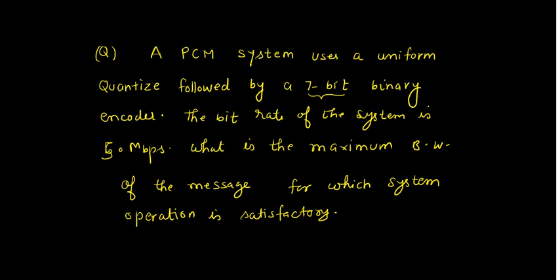So the question asks up to what maximum bandwidth one can choose a message signal of bandwidth W, or it can choose larger, but since we have already said that the bit rate of the system is 50 Mbps, we have to find out what is the maximum bandwidth of the message for which we get this rate, or in other words, the operation will be satisfactory, right.